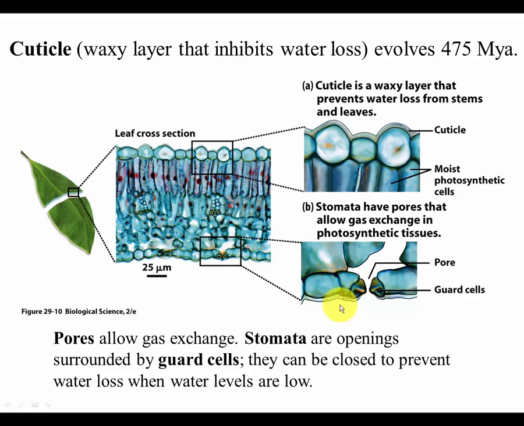Later on, we see the evolution of what are called stomata. And these are openings that are surrounded by cells called guard cells. The advantage of having guard cells is that their shape can be changed so that this opening, this stoma, can be closed in order to reduce water loss when the plant starts losing so much water that it's actually in some kind of danger.